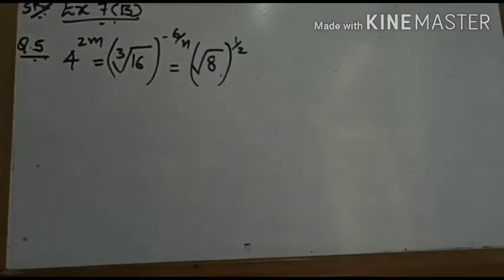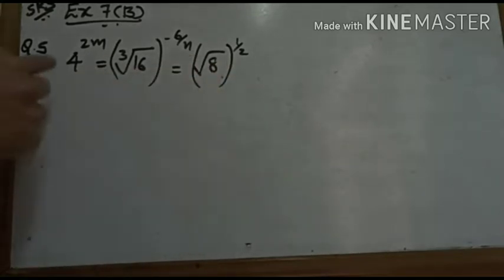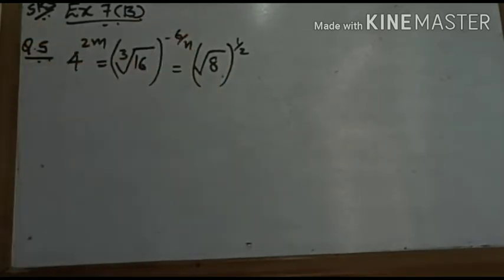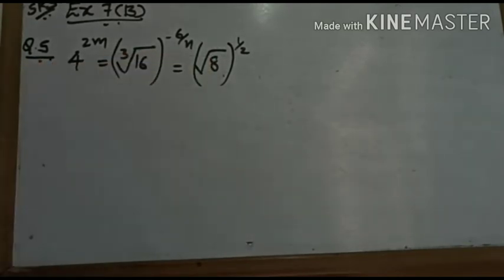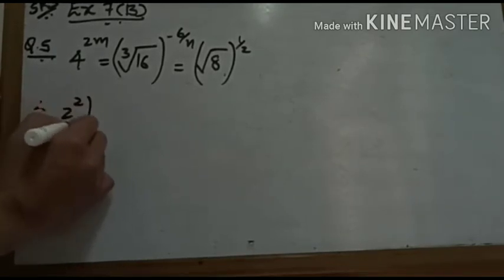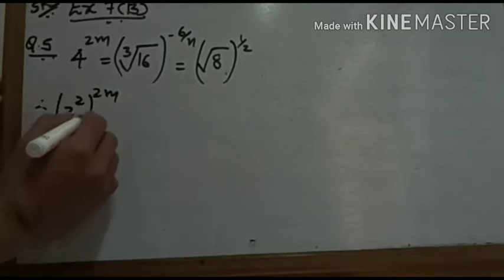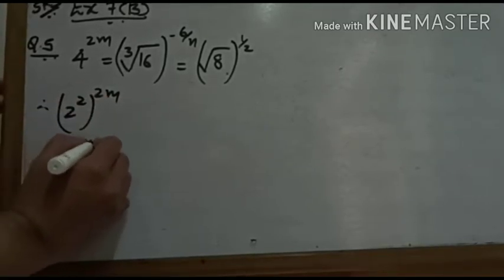My dear friends, question number 5, it's not difficult, it's a little different kind of thing. Again, as you can see, there are two variables m and n to be calculated, and all three bases 4, 16 and 8 are different. So the first thing you have to do is make the bases equal. So this 4 I am writing as 2 squared whole raised to 2m, which will be equal to 2 raised to 4m.